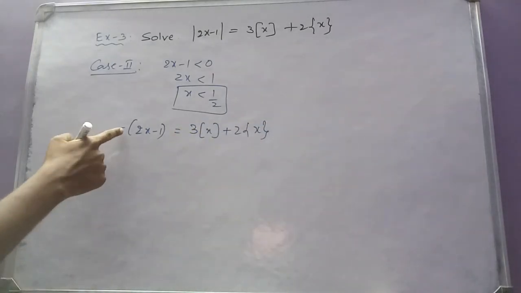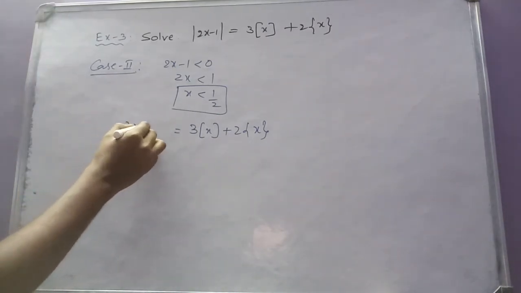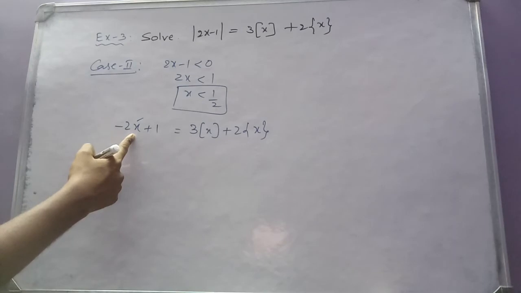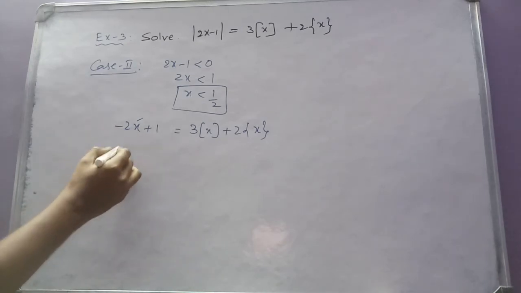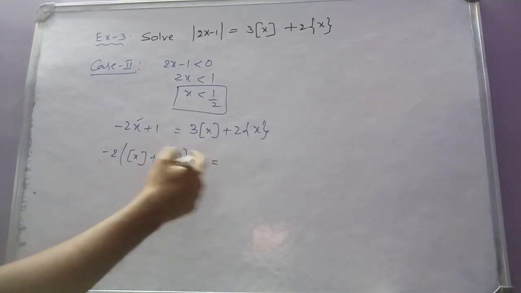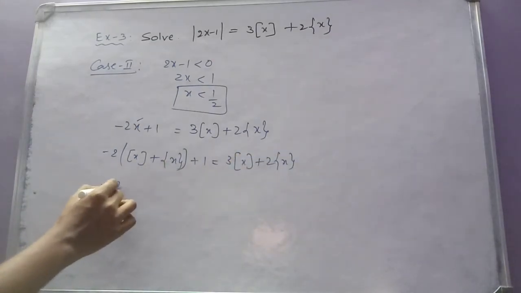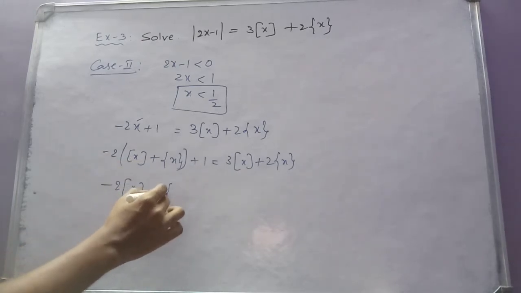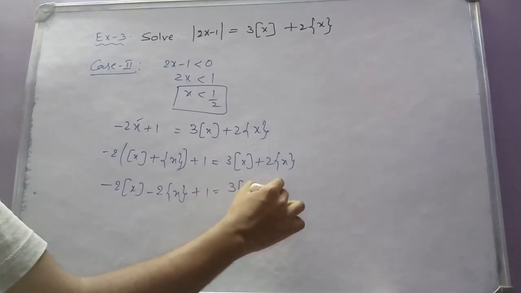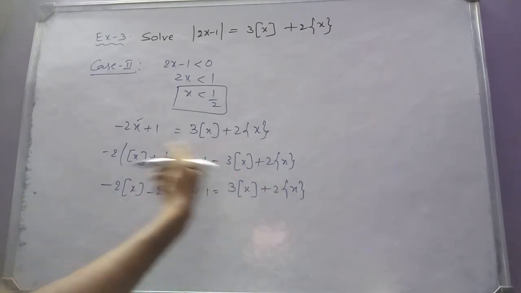So therefore the left side is actually minus 2x plus 1. Now we will first eliminate x by taking x as step x plus fractional part of x. Minus 2 as it is, x is step x plus fractional part of x, close the bracket, plus 1 as it is equal to this. So expand this, you get minus 2 into step x minus 2 into fractional part of x plus 1 equal to 3 into step x plus 2 into fractional part of x. So keep step x terms on one side and fractional part on another side.